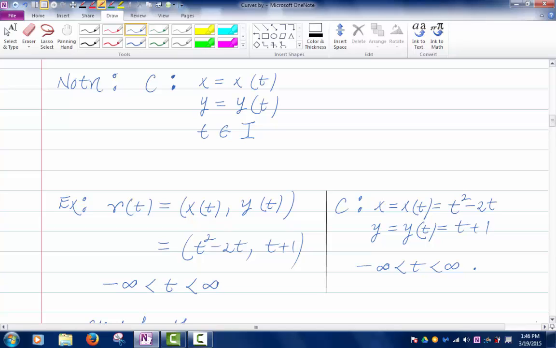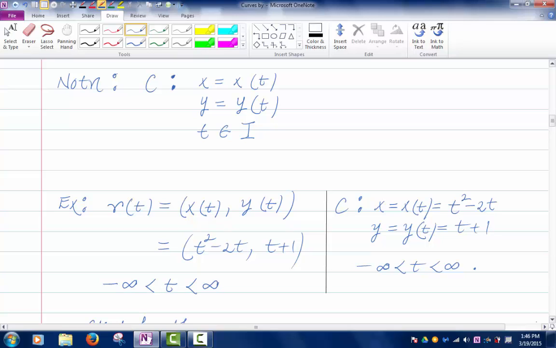And the other notation for a curve, I'm going to say, well, let's call the curve c, and x is t squared minus 2t, y is t plus 1, and again, you have to specify the interval of values for t. Okay, so that's the curve that I'm defining, and I gave you the formulas for the x and y coordinates.